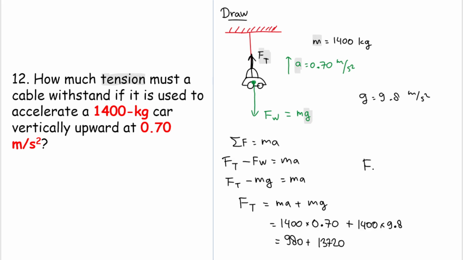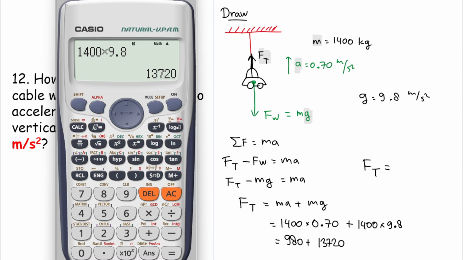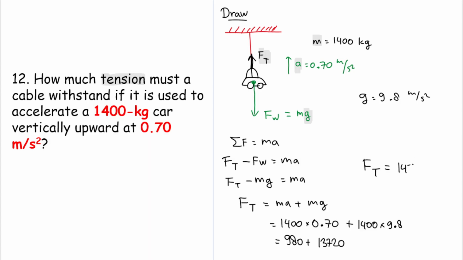What is Ft? We can just add them up, right? So we'll have 980 plus 13,720, and that will be 14,700 Newton. Okay, and that will be the tension of the cable, Ft. Okay, and I think that's all for this problem. This is our final answer.